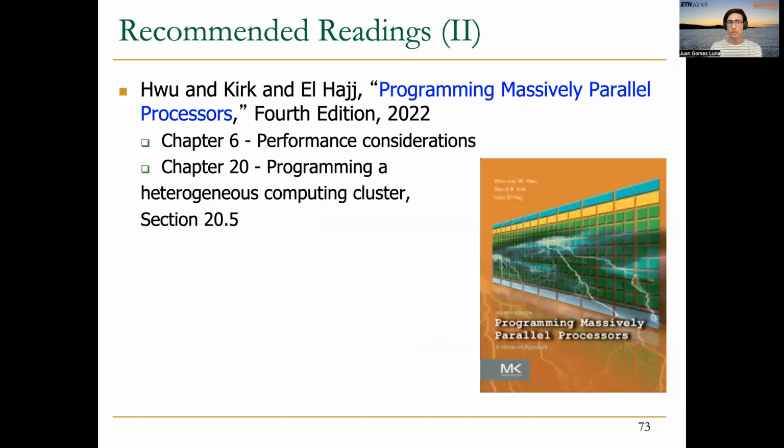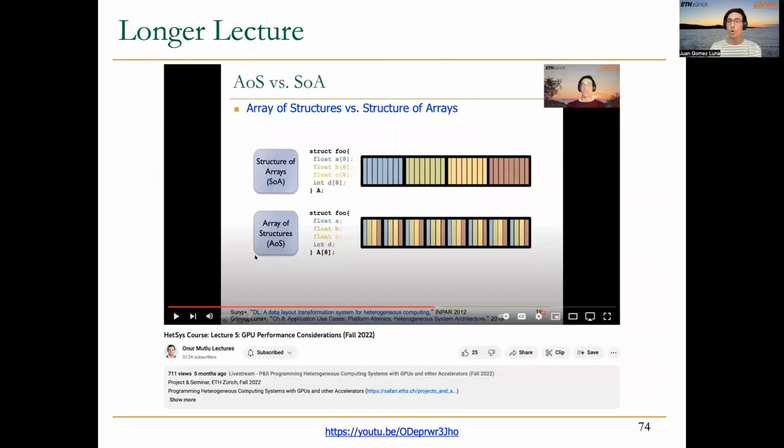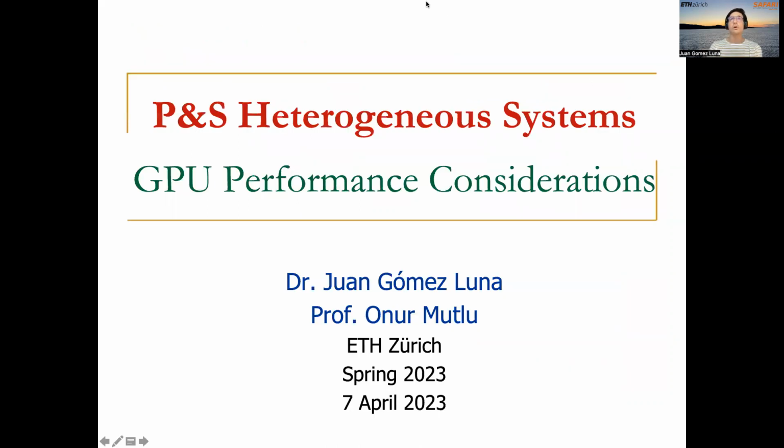Recommended readings for these lectures: Chapter 6 and Section 20.5 in Chapter 20 of the book Programming Massively Parallel Processors. And for sure, I recommend the longer version of this lecture, where we provide a few more details about all these different GPU performance considerations.